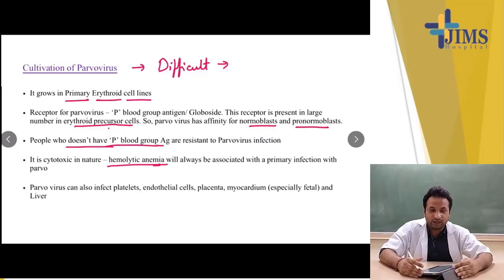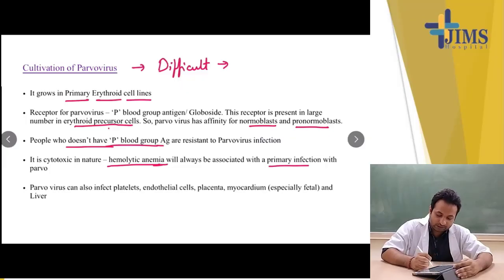If a person is healthy and he gets a parvovirus infection, his hemoglobin count will go down, but since he is healthy, he will repair himself. But if he already has hemolytic anemia and then develops a primary infection with parvovirus, most probably aplastic crisis is going to occur. Okay, so apart from these erythroid precursor cells, parvovirus can also infect platelets, endothelial cells, placenta, myocardium, especially fetal myocardium, and liver.